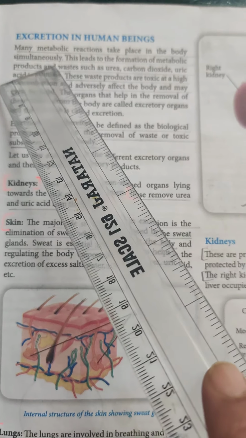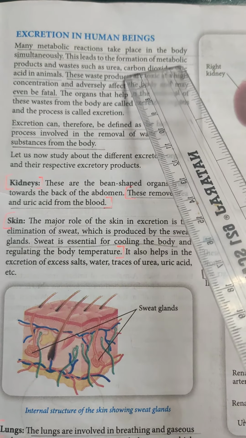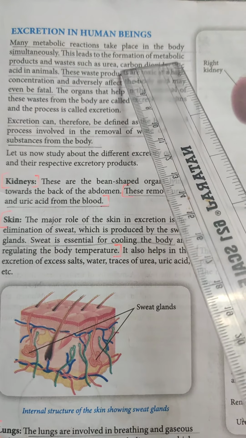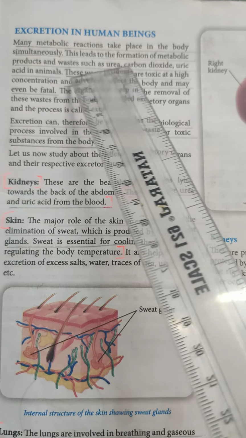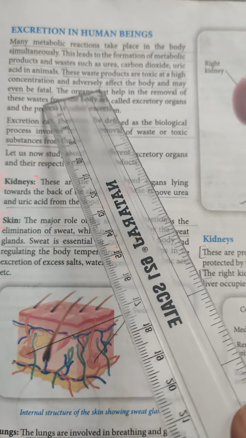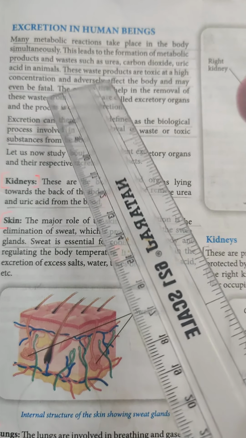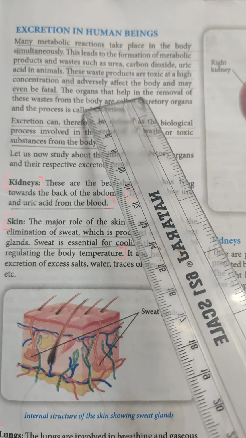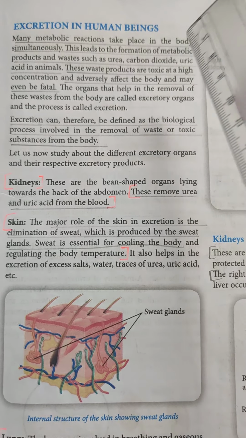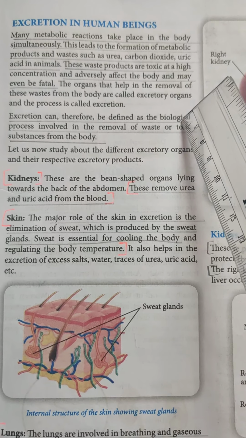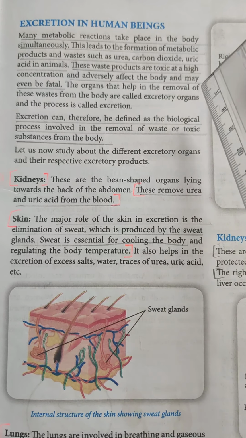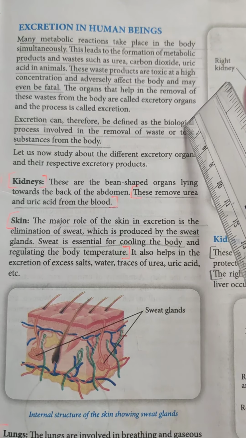You know, many metabolic reactions take place in our body. All these reactions lead to the formation of metabolic waste products such as urea, carbon dioxide, and uric acid. These waste products are highly toxic and can adversely affect the body, and sometimes they may even be fatal. Fatal means they can even cause the death of an animal. So we can define excretion as a biological process involved in the removal of waste or toxic substances from the body.